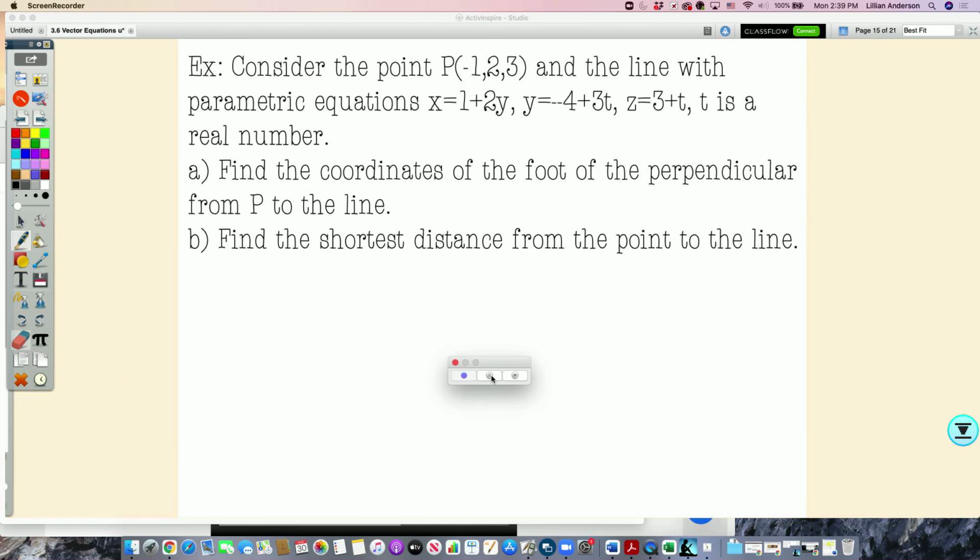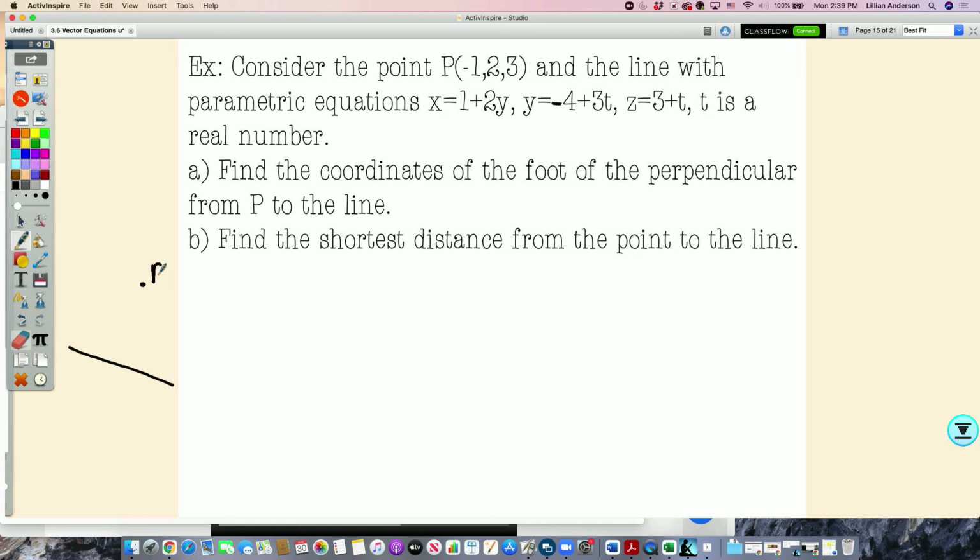We have another point P, (-1, 2, 3), and the line with the parametric equation that's given to you. This is -4 plus 3t. t is a real number. We want to find the coordinates of the foot of the perpendicular from P to that line. In other words, it's asking you to figure out what is this point right here. That's what it's asking you for in part A.